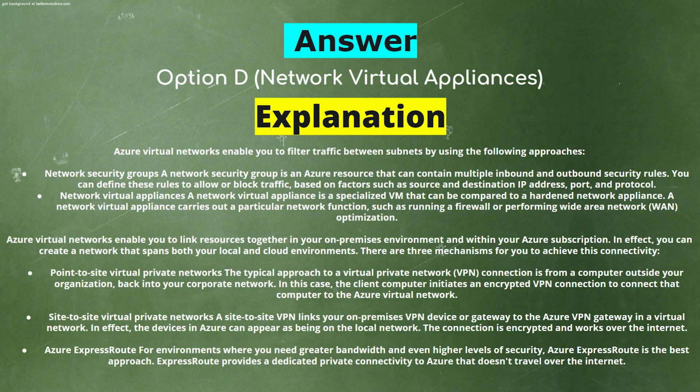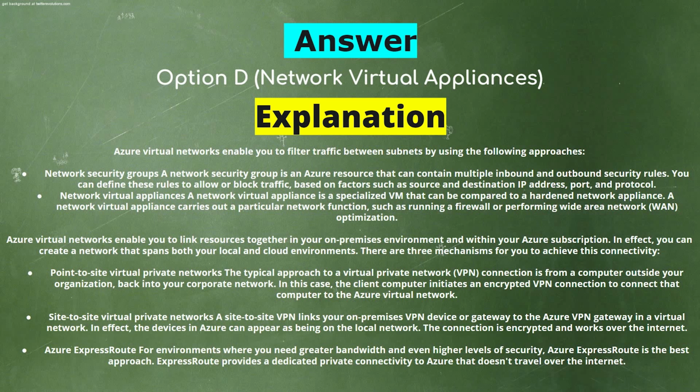There are 3 mechanisms for you to achieve this connectivity. Number 1. Point-to-site virtual private networks. The typical approach to a virtual private network connection is from a computer outside your organization back into your corporate network. In this case, the client computer initiates an encrypted VPN connection to connect that computer to the Azure Virtual Network. Number 2. Site-to-site virtual private networks.